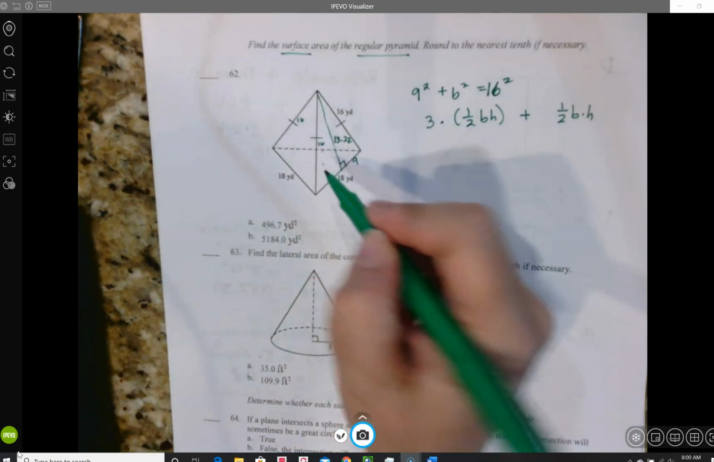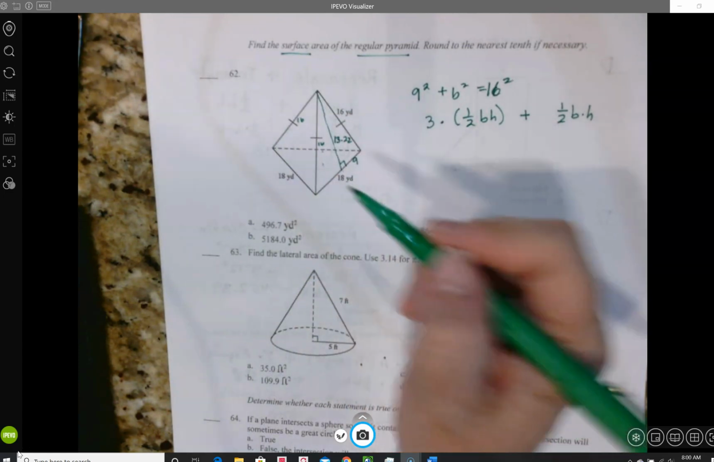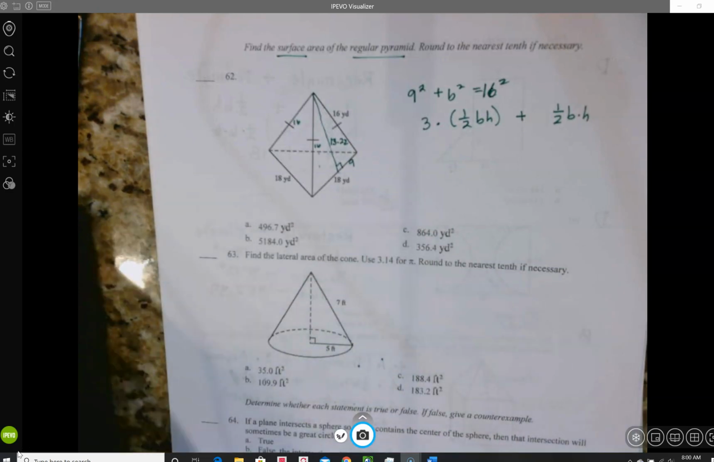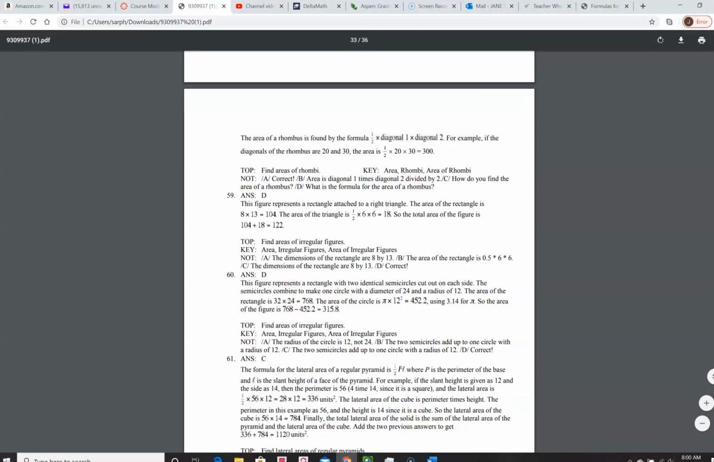Well, I don't know if they give me enough information to find the area of the bottom. So I'm just going to check my answers real quick for this one. And that's number 62.